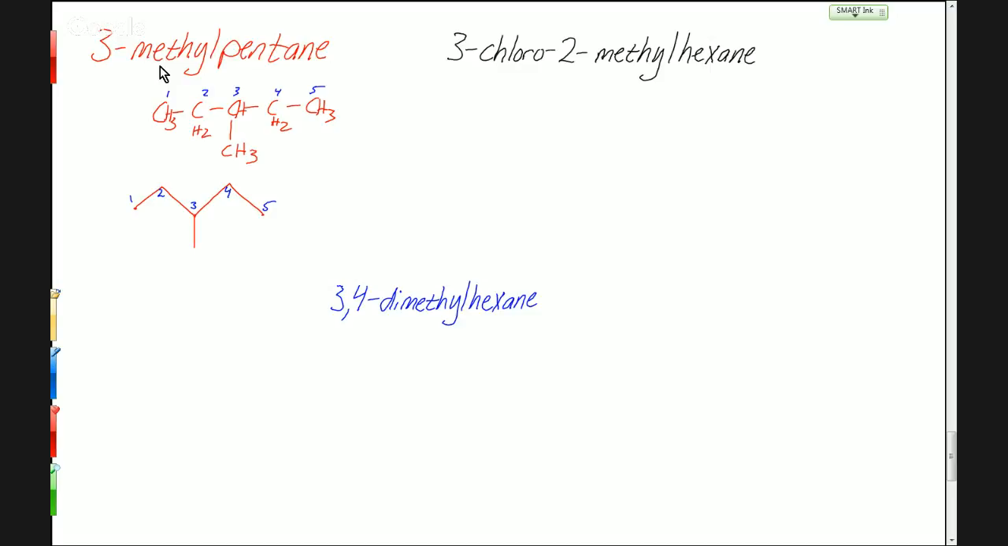So we could maybe make a shortcut now for the second one and skip the condensed structure. Now that we know it's going to be a hexane, we can draw a line structure of a hexane by drawing 6 zigzag lines. So 1, 2, 3, 4, 5, 6. And then let's number them. 1, 2, 3, 4, 5, 6.